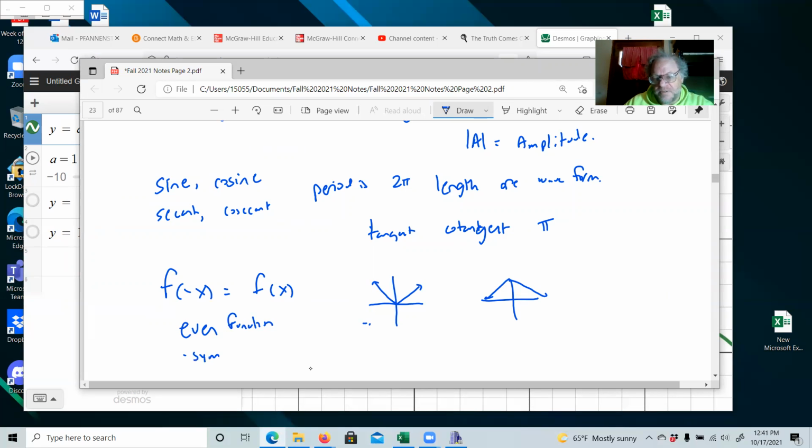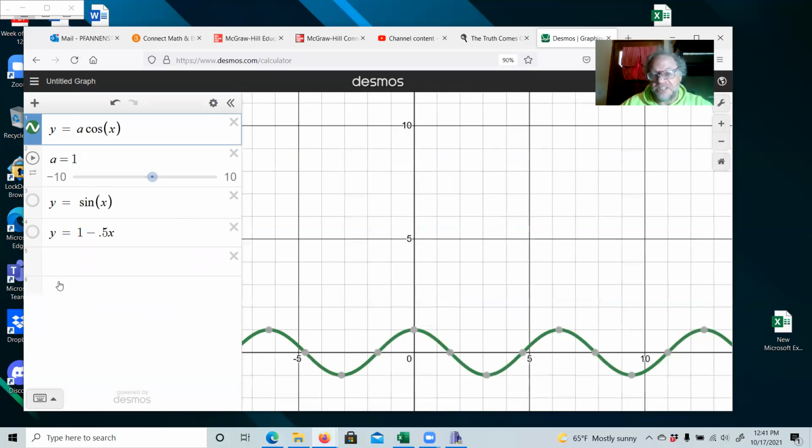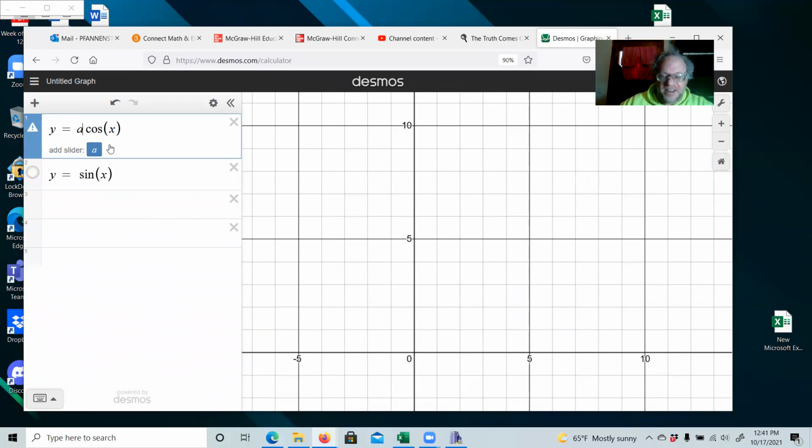It's symmetric to the y-axis, just like x squared. The same thing on the left as the right. We can fold it over and we're going to be okay. All right, so let me show you this. This is so cool, if I do say so myself.